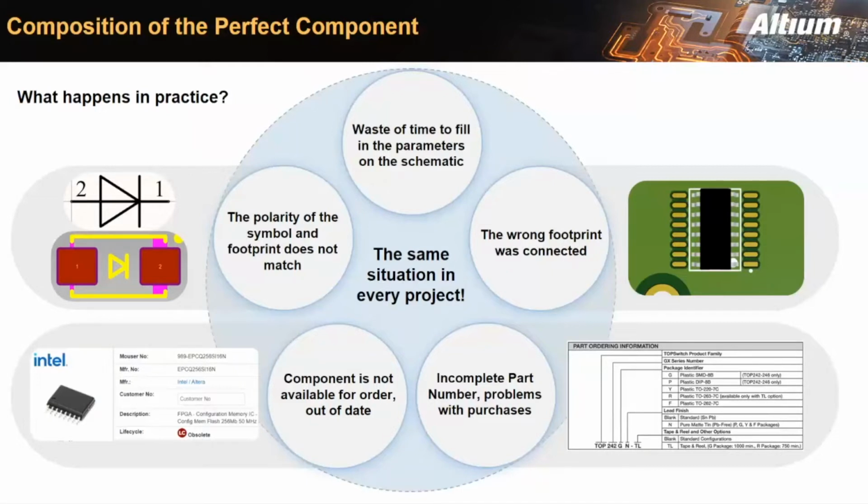Most often, these result in a polarity mismatch between the symbol and the footprint, or the wrong footprint has been defined and the problem is detected at the assembly stage. Another common situation is that the designer uses a component from the library which has often been used before, but in fact the part is not recommended by the manufacturer for new designs. That is, in the near future, its production will stop and it will be unavailable.